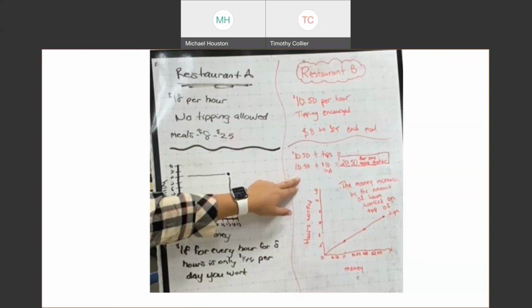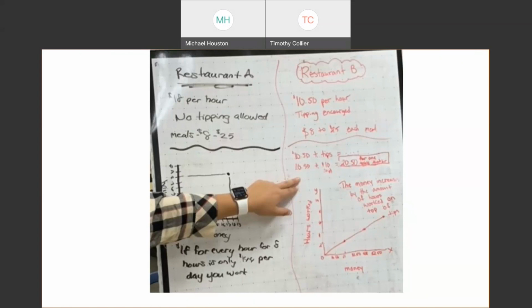So one student may decide that they would prefer restaurant A. About 1/3 of the students for the whole day chose restaurant A. 2/3 chose restaurant B because they felt like they could prove mathematically that they could make more money at restaurant B. So what was the argument for restaurant A? Most students that chose restaurant A wanted that reassurance that they knew exactly how much money was coming in and it didn't depend on anything else.